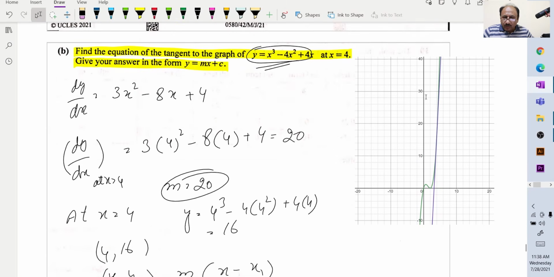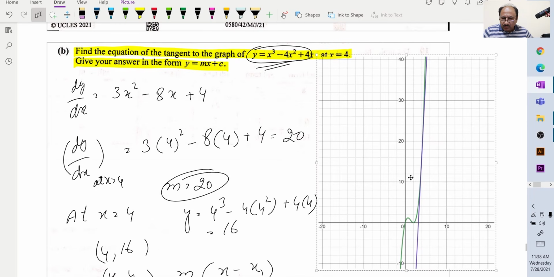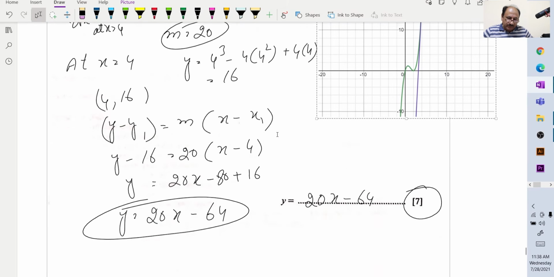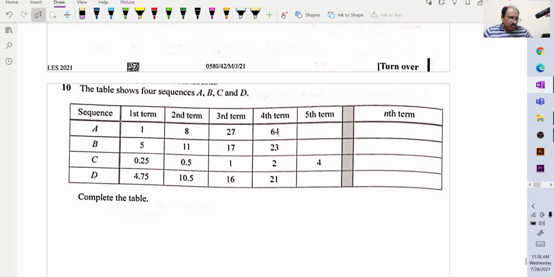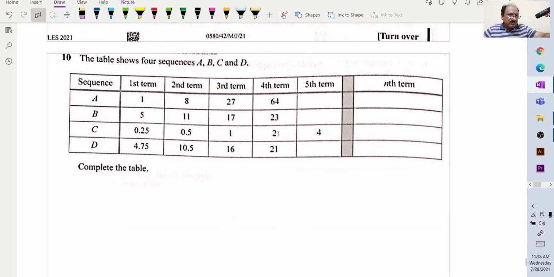I have already copied it also for you, this one you can check from here as well. So this is basically the tangent line which is shown in the blue color. Hopefully you understood this. Now we can move to question number 10, which is the last question and a very interesting question.